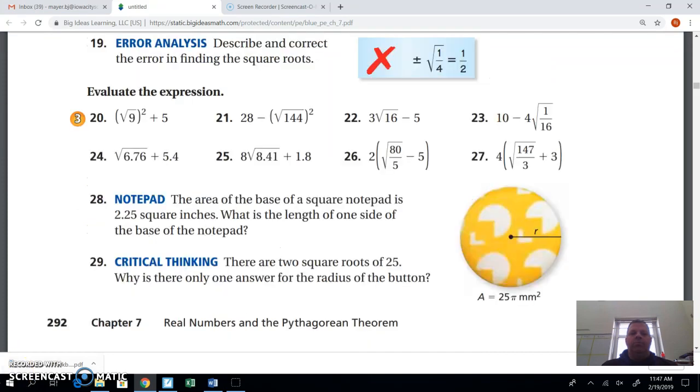Here are the rest of the problems, 20 through 28. Please finish this assignment. If you finish early, you may turn that in and then find something quiet to do in your seats. Thanks and have a great day.